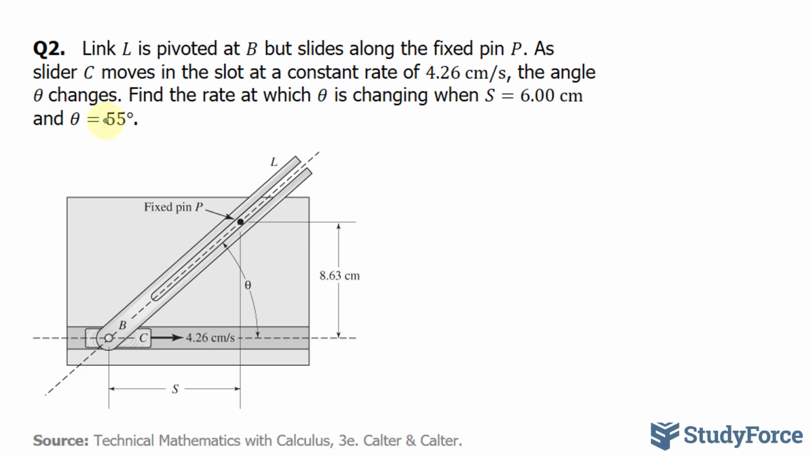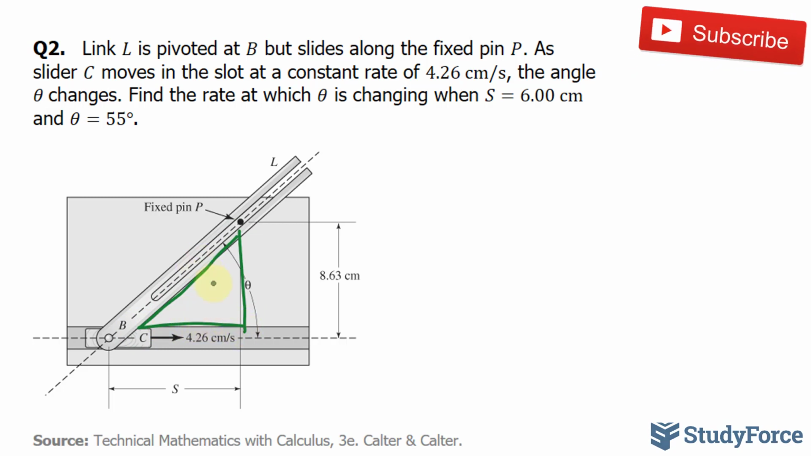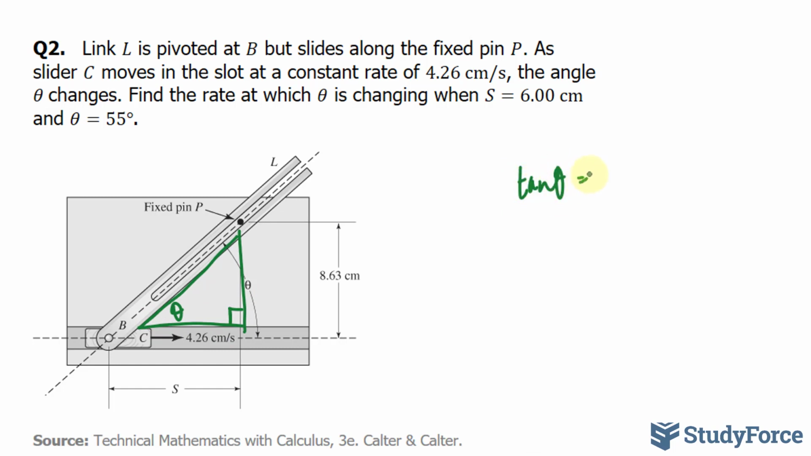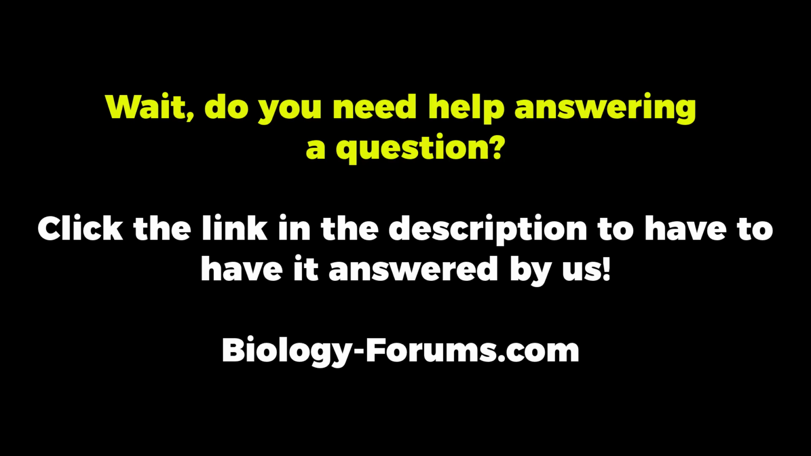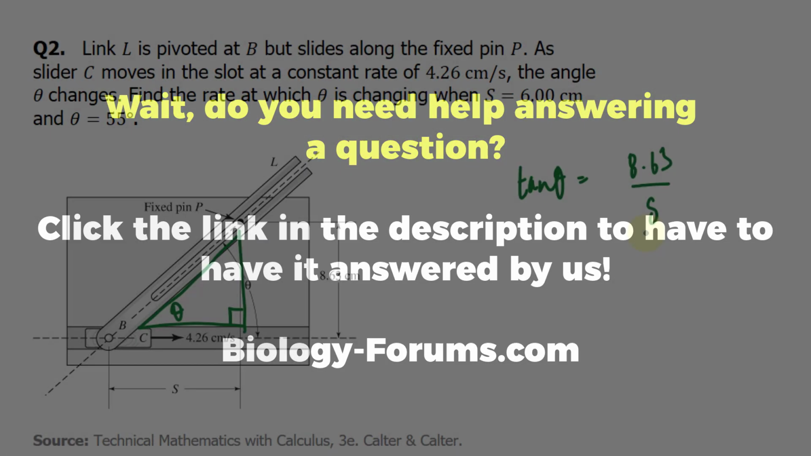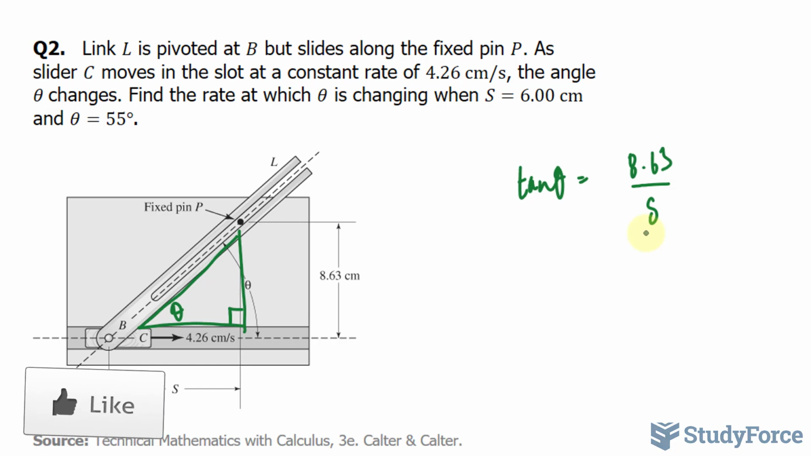What we can do to start is see how side S, the opposite side, and the angle relate to one another. So let's pretend we had a right triangle here, and this was our angle, this is our opposite, and this is our adjacent. What we are using here is tangent. Tangent theta is equal to our opposite, which in our case is 8.63, over our S value, which varies, of course, depending on the time. Therefore, we can say S and theta are related by tangent.